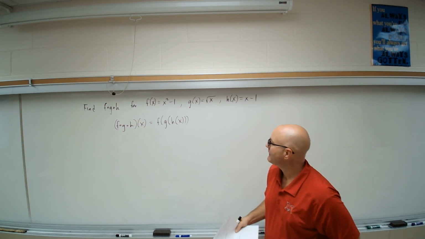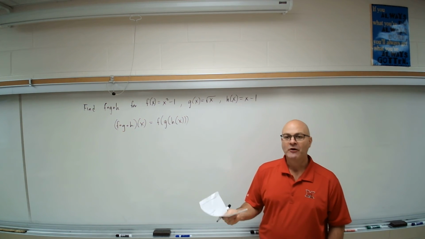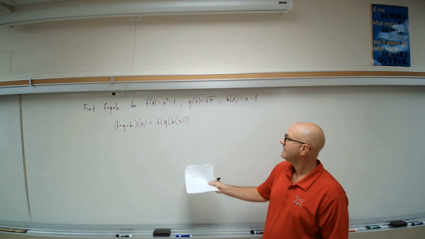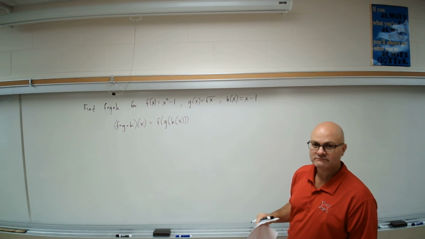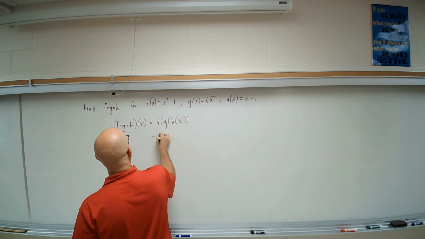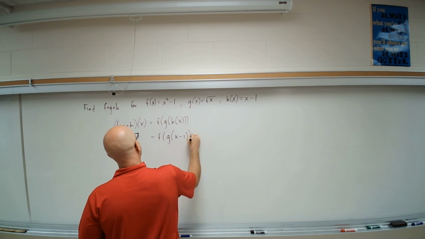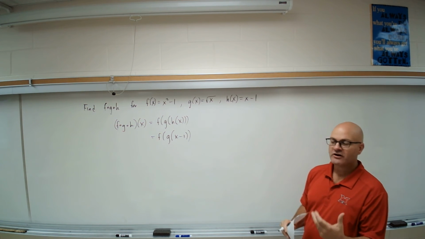So our first step here, it did ask on this question to try to think about the domain. Let's just see what's going to happen with the domain, see if we can figure this out. So for h of x, the rule is x minus 1. No domain problems there, we're all good. So we get f of g of x minus 1. Again, we're just working our way out.